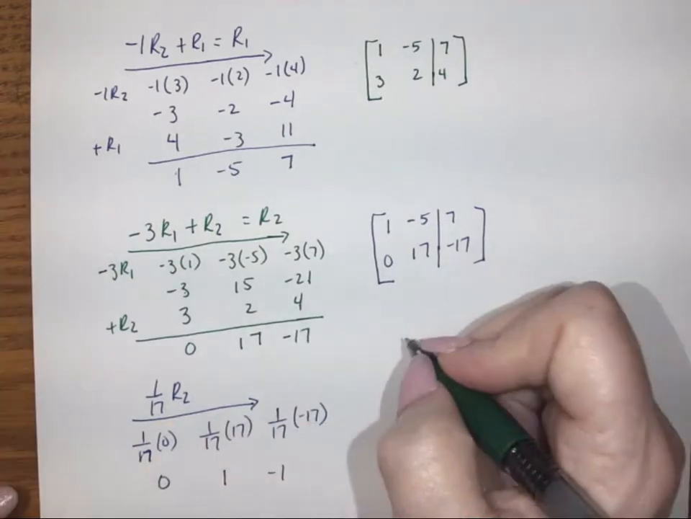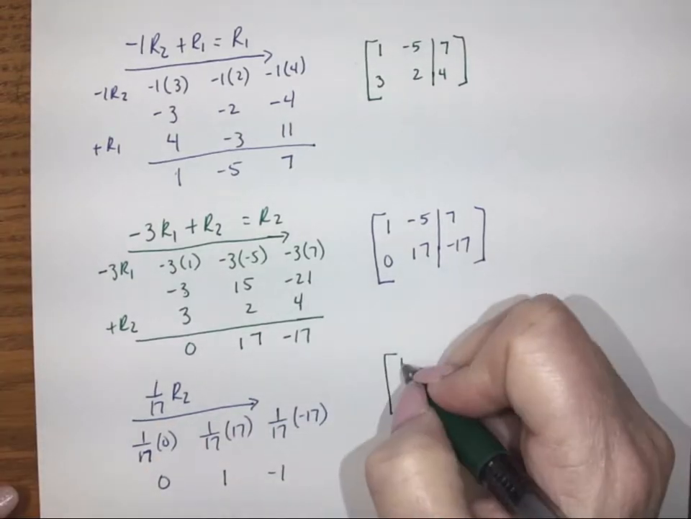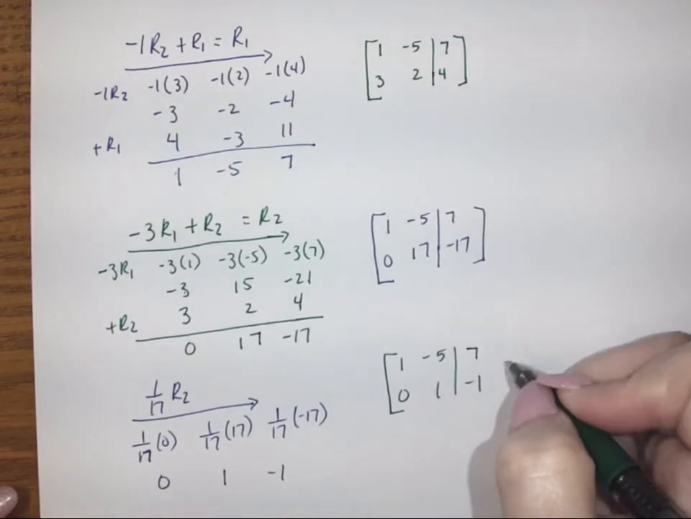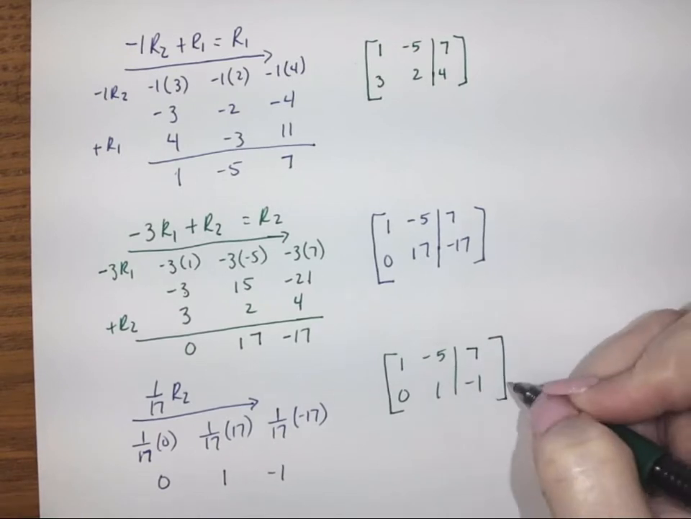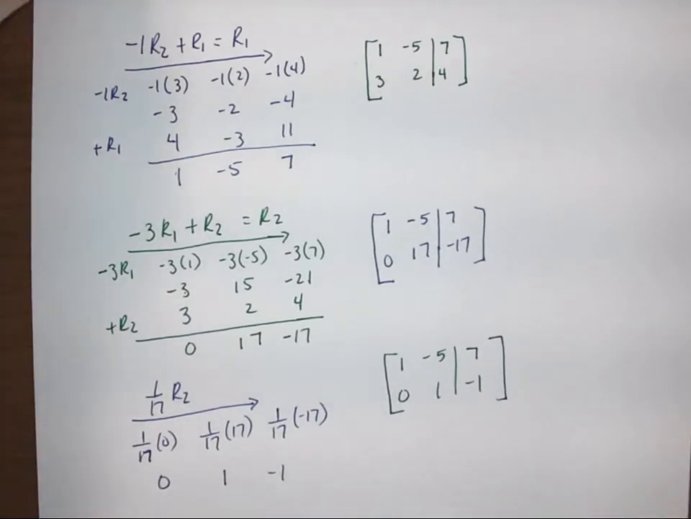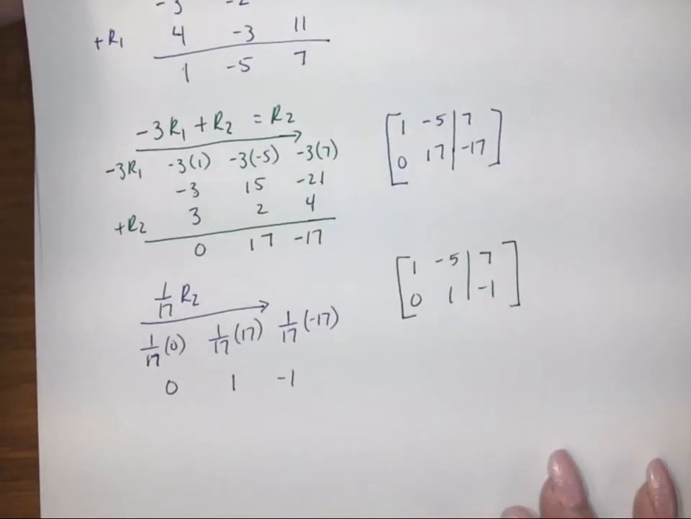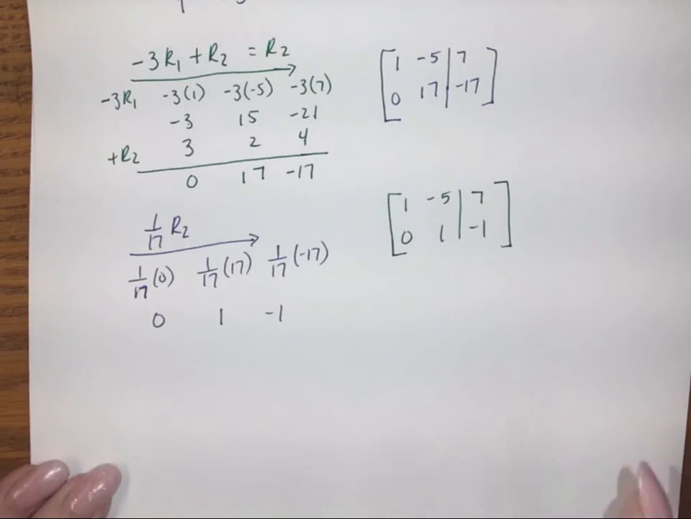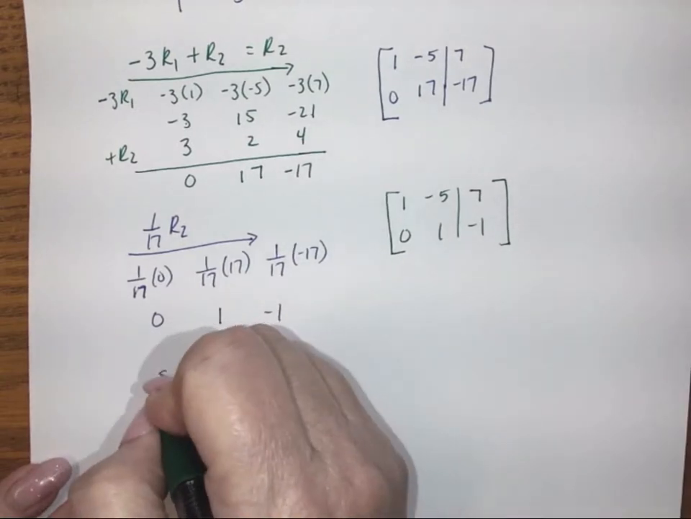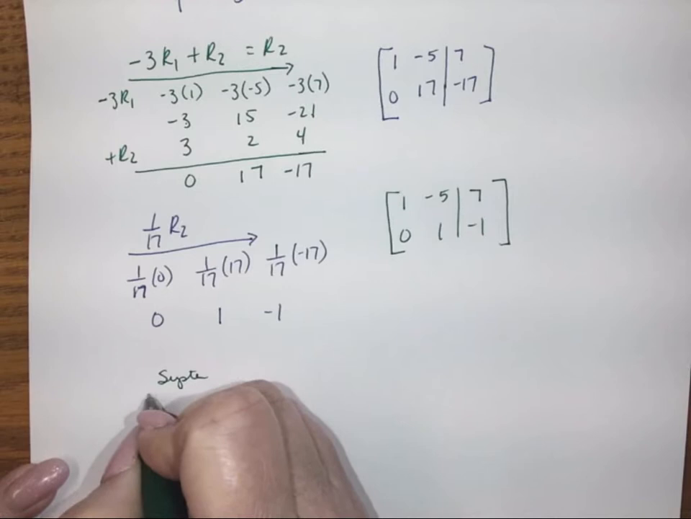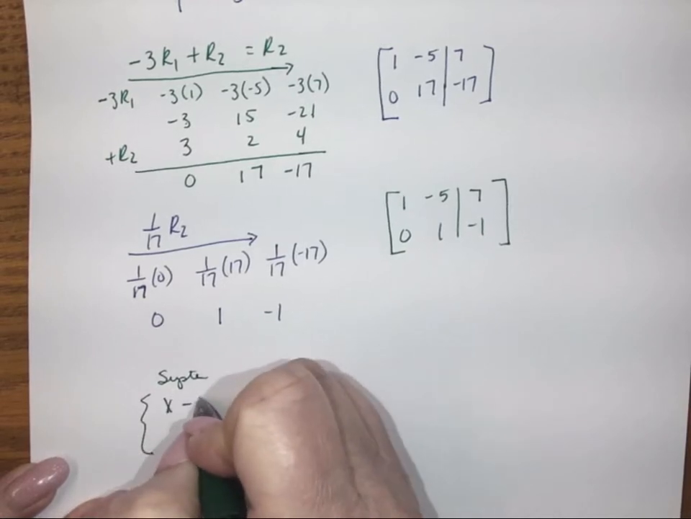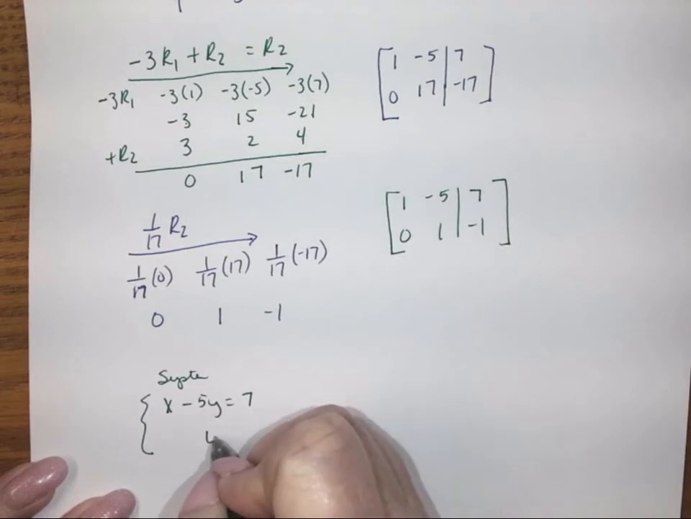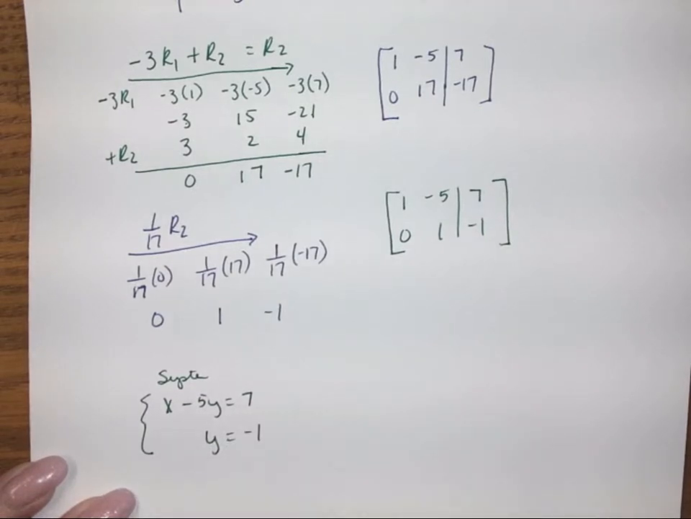Rewrite the matrix. So 1, negative 5, and 7, and 0, 1, negative 1. Now we can solve the system because we're going to rewrite our matrix as a system of equations. So here's our system now. We will have x minus 5y equals 7. And then we have y is equal to negative 1.